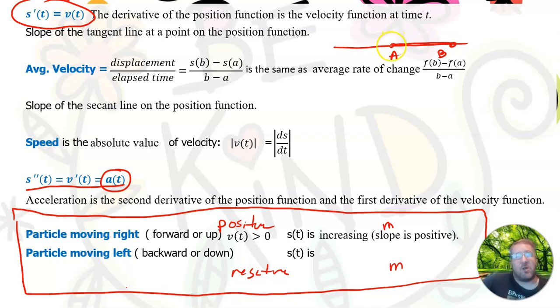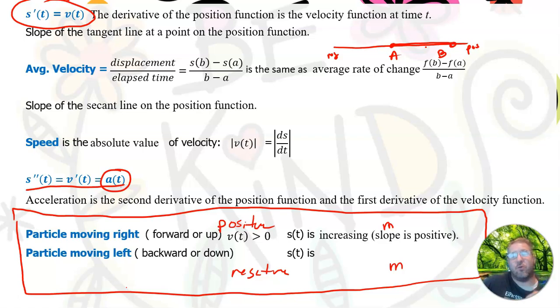Now, speed is not the same thing as velocity. Speed could be any direction. You could be going forwards, backwards, left, right. It does not matter because there's no such thing as a negative speed. If you put your car in reverse, you're still going a positive speed. Whereas velocity takes into account which direction you're going. If you're going to the right, you have positive velocity. If you're going left, you have a negative velocity.